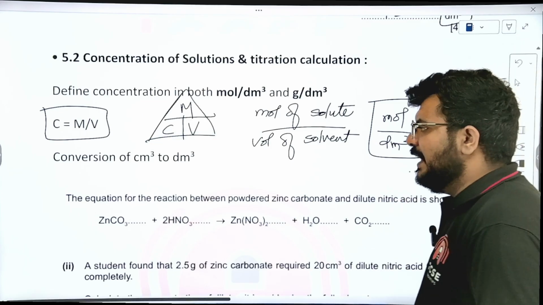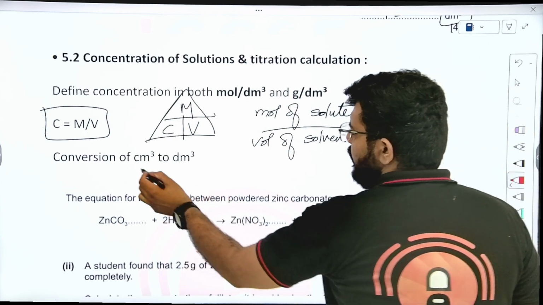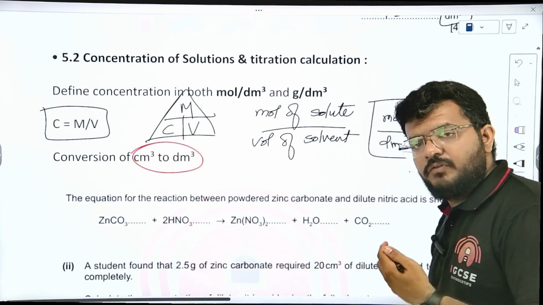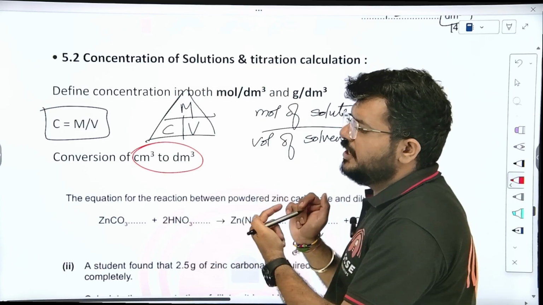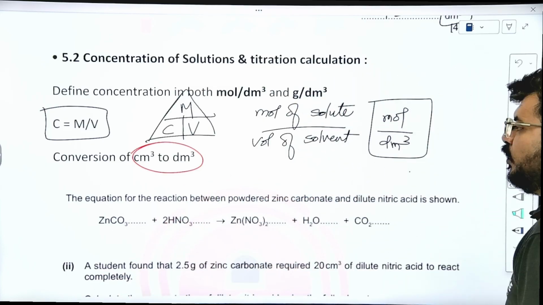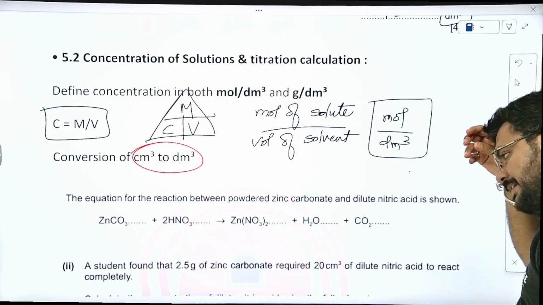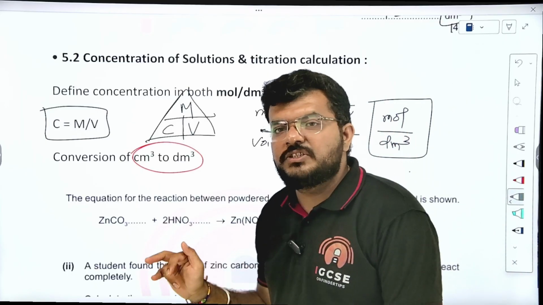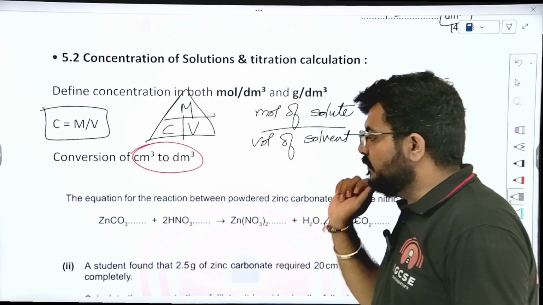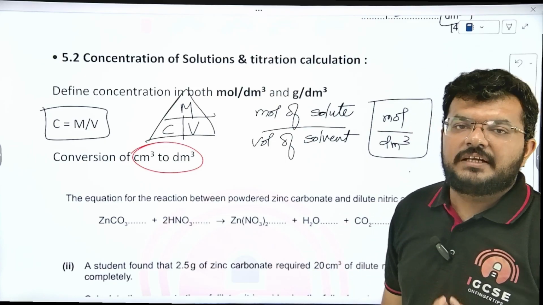Right? If that makes sense, then in this also again there will be a lot of questions which will involve changing centimeter cube to dm cube or sometimes dm cube to centimeter cube. I'll keep on explaining all of that as and when we see those questions. Now if you remember, in this text I had skipped the part which was emphasizing upon how I need to always write the state symbols.